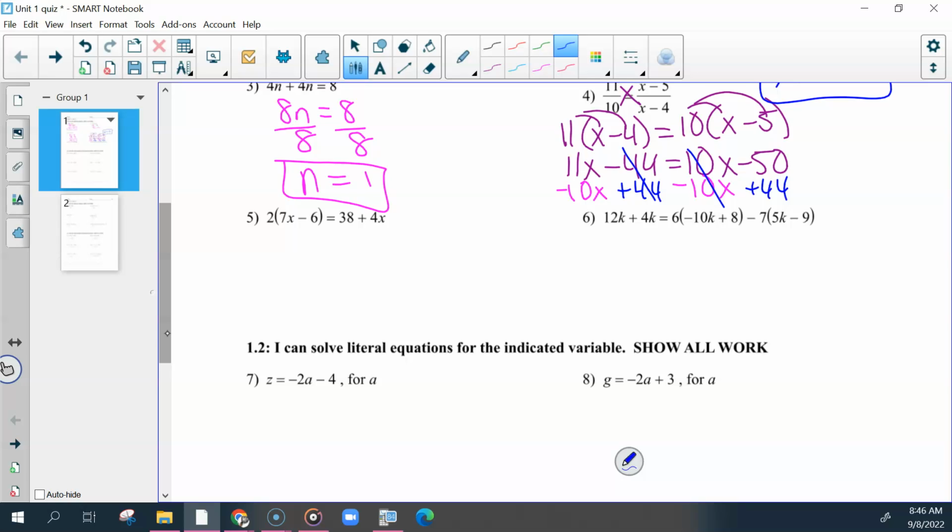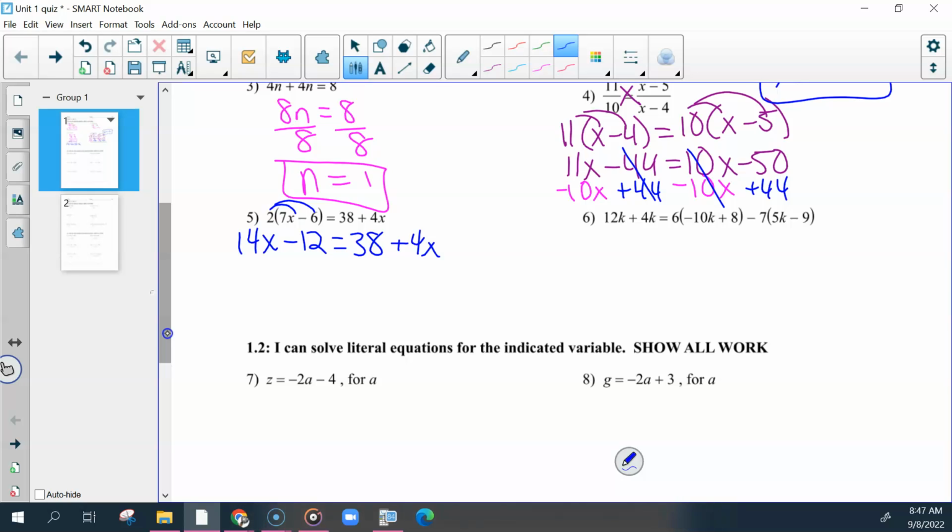For this, number 5, you need to distribute the 2 to both. Be careful, again, that you're distributing to both, not just one. So then 14x minus 12. Be careful with your signs also. I saw some negatives where positive should have been and vice versa.